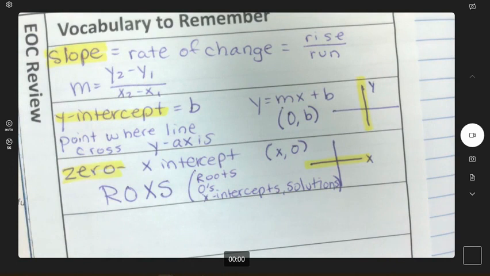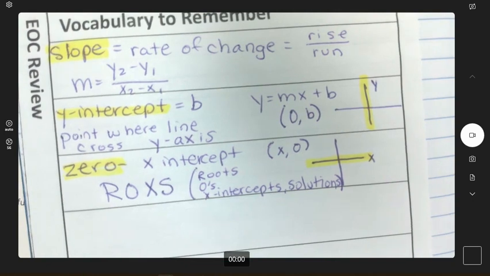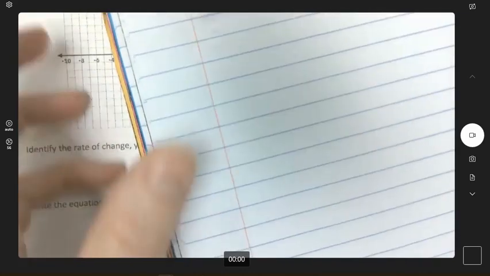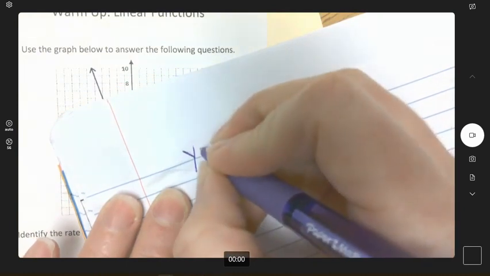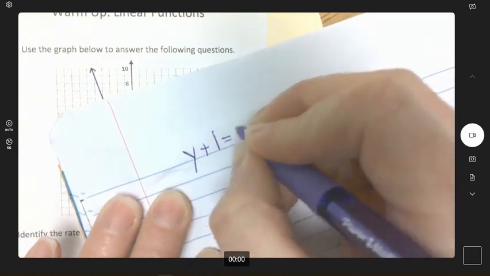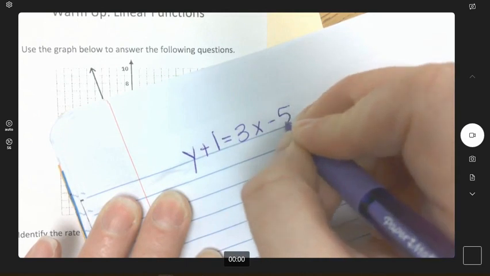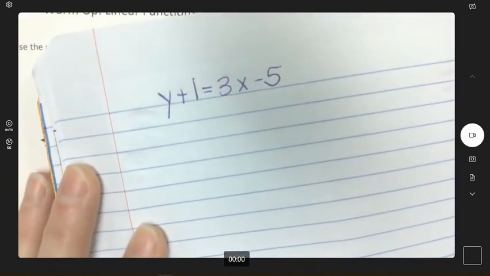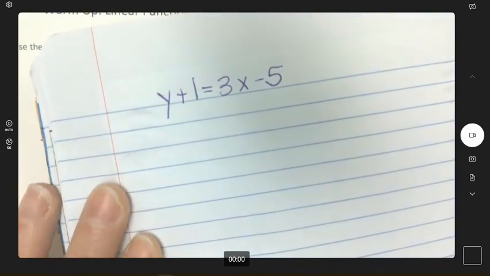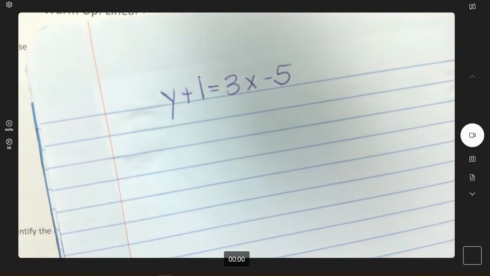Okay, one thing that I want to go over for today is whenever your equation isn't written as y equals mx plus b, you will need to change it. So go to your next free page in your journal, and let's write this equation down. Y plus 1 equals 3x minus 5.